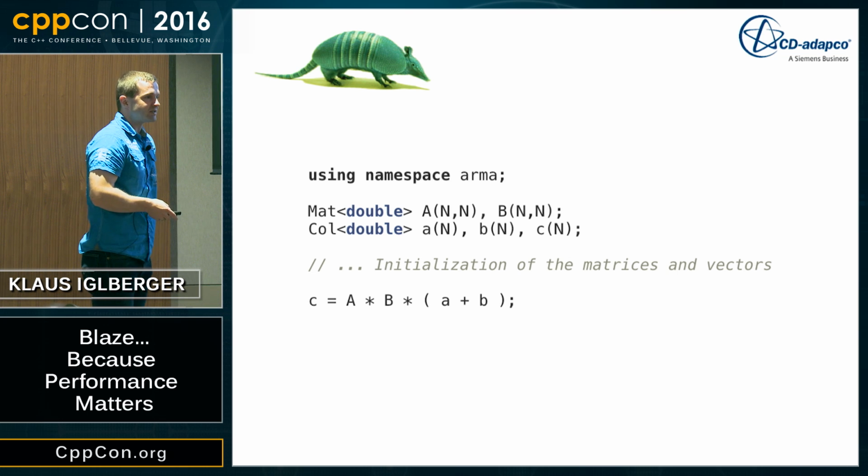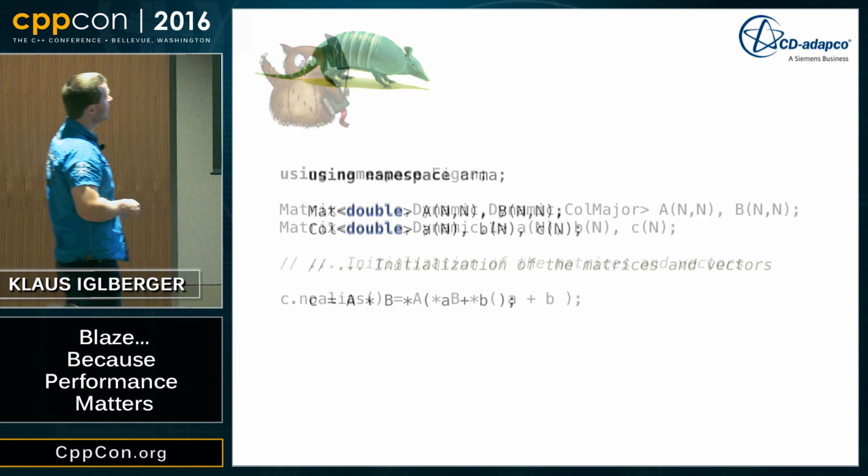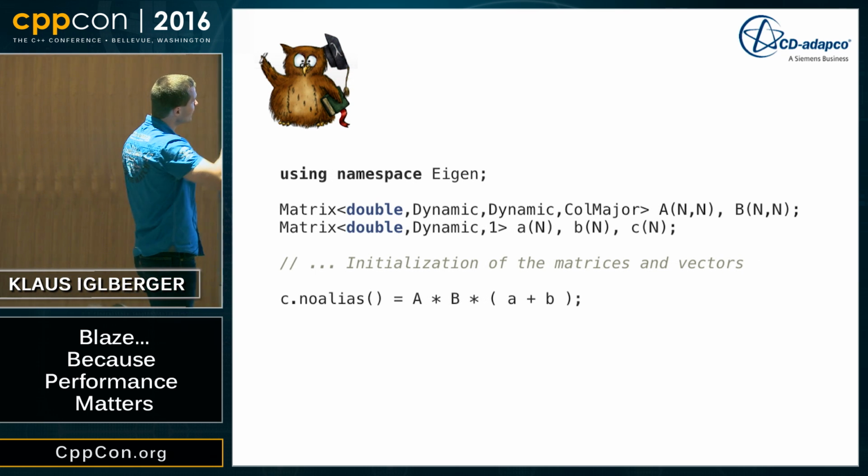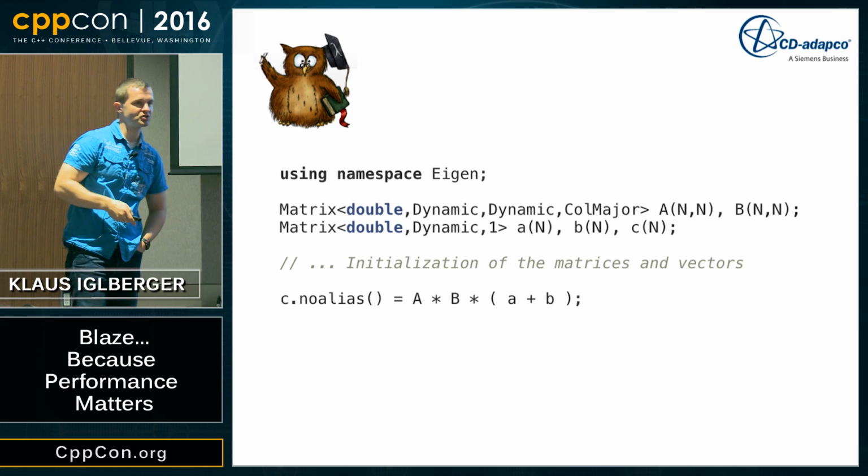Armadillo allows you to write this expression directly. A times b times a plus b. As does Eigen. It's a little different, so you should specify the noalias here, but else it looks pretty much alike.